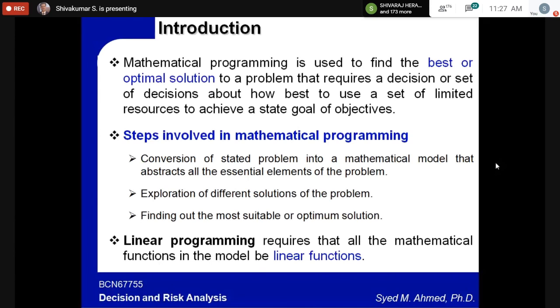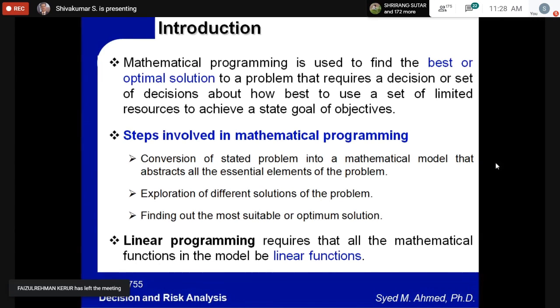Mathematical programming is used to find the best or optimal solution to a problem that requires a decision or set of decisions about how best to use a set of limited resources to achieve goals. Steps involved in mathematical programming: conversion of the stated problem into a mathematical model that abstracts all the essential elements of the problem. Remember, it's not so simple that you take some variables and identify them. Then you have to mathematically formulate.